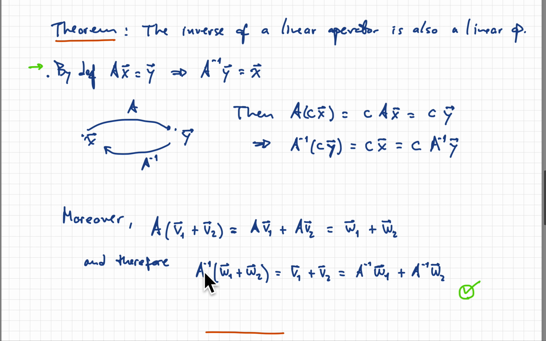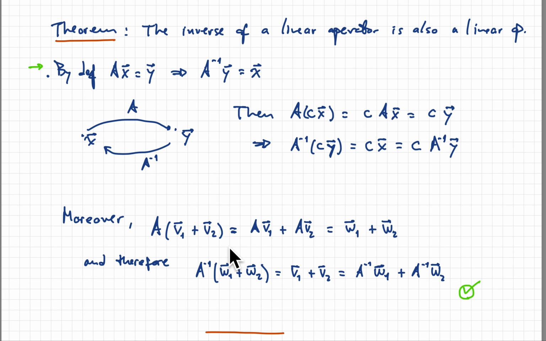Well, if we apply A inverse to the sum W1 plus W2, then it must be equal to V1 plus V2 by assumption. But in turn, V1 and V2 are themselves, for example, V1 is A inverse applied to W1, and V2 is A inverse applied to W2. And so what this accomplished is that A inverse applied to the sum is the same as the sum of A inverse applied to each vector independently. And that then proves the other property that we need for linearity.